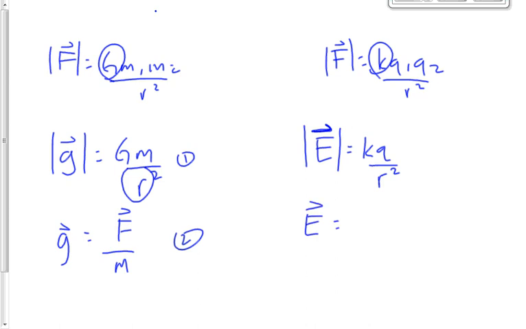The electric field experienced by a charge, E is equal to F over Q. What does Q stand for in the first equation right here? Charge of the producer, right. What does Q stand for in the second equation? Charge of the experiencer, good.